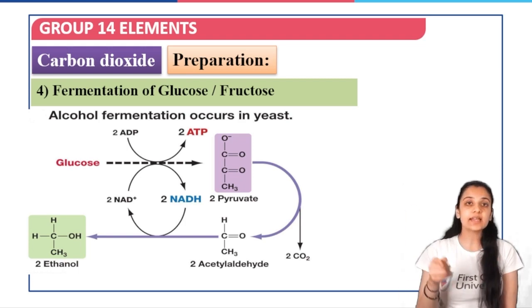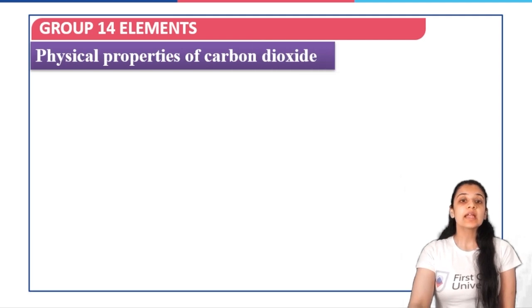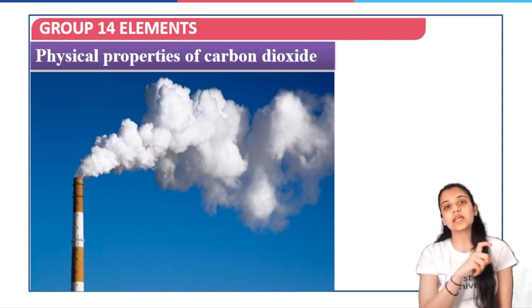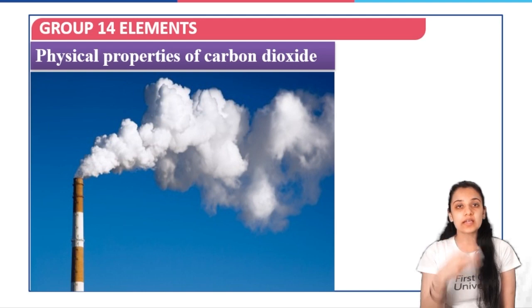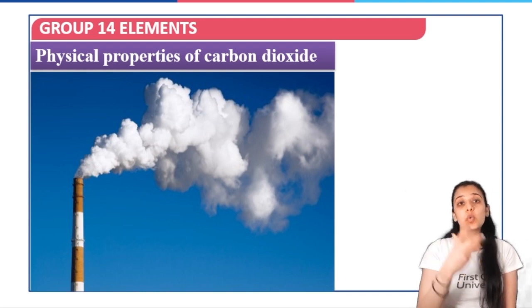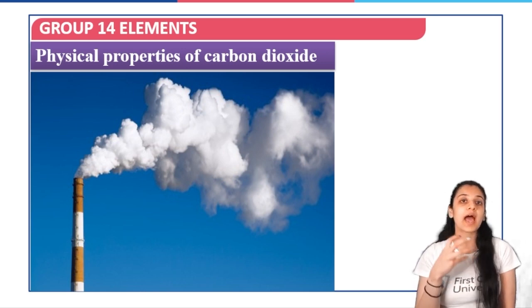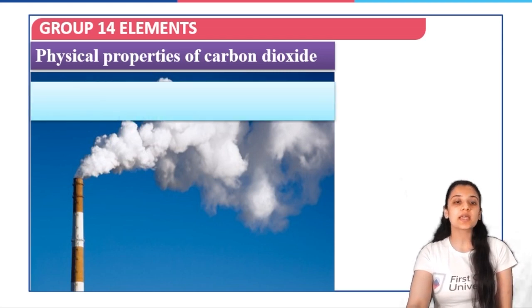So this is the entire alcohol fermentation that is taking place in yeast. Now we move on to the physical properties of carbon dioxide. If you can relate to what we did in carbon monoxide, it was a greenhouse gas released by vehicles, industries and factories, which is responsible for causing global warming and a lot of air pollution. Carbon dioxide is causing the same thing here.